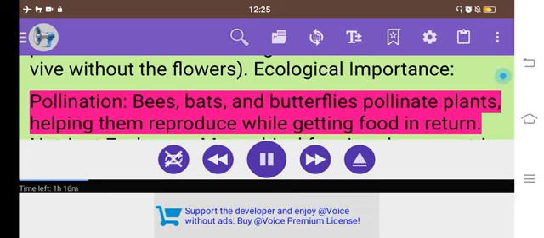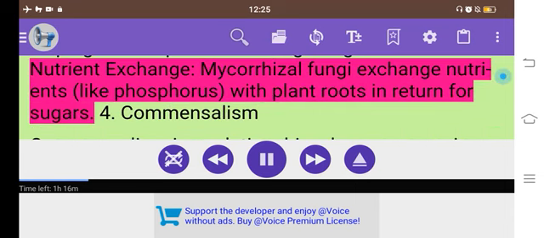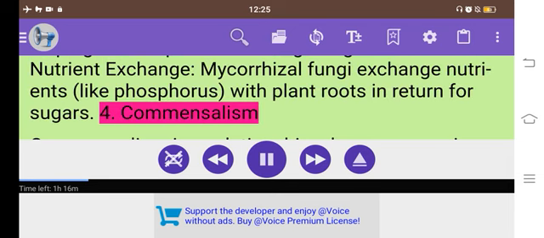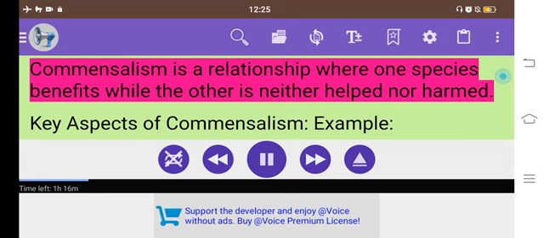Ecological importance. Pollination: bees, bats, and butterflies pollinate plants, helping them reproduce while getting food in return. Nutrient exchange: mycorrhizal fungi exchange nutrients, like phosphorus, with plant roots in return for sugars. 4. Commensalism. Commensalism is a relationship where one species benefits while the other is neither helped nor harmed.